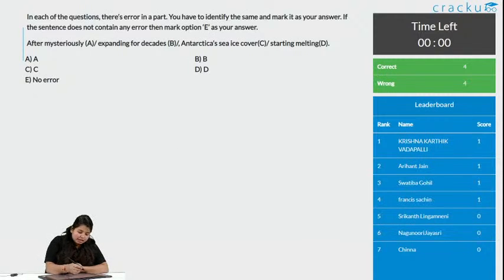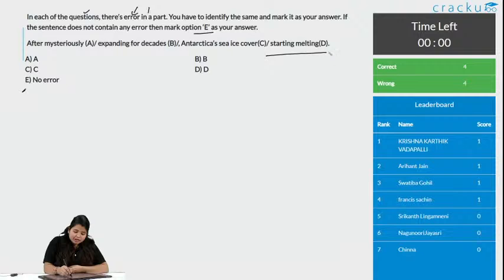What is it saying first? Let us see. In each of the questions, that is this and the rest forthcoming for this part, there is an error in a part. You have to identify the same and mark it as the answer. So what we need to find is the part which has an error and mark it as our answer. If the sentence does not contain any error, then mark option E. Option E says no error. So the first part, let us read the sentence first. After mysteriously expanding for decades, Antarctic's sea ice cover starting melting.